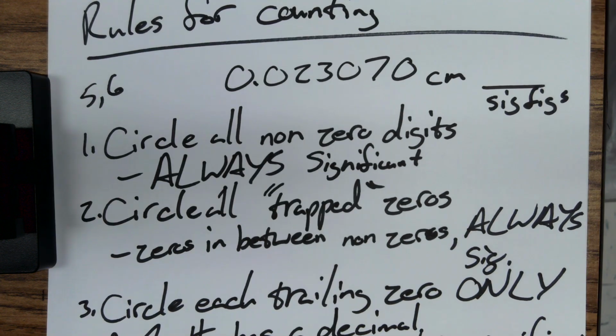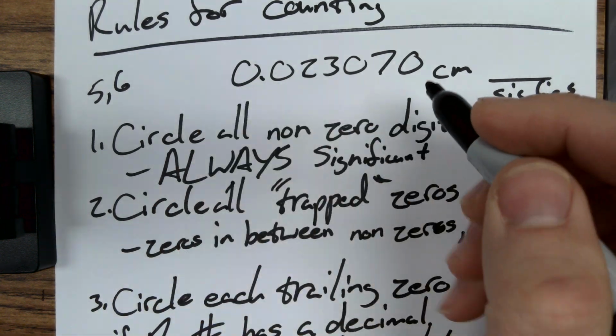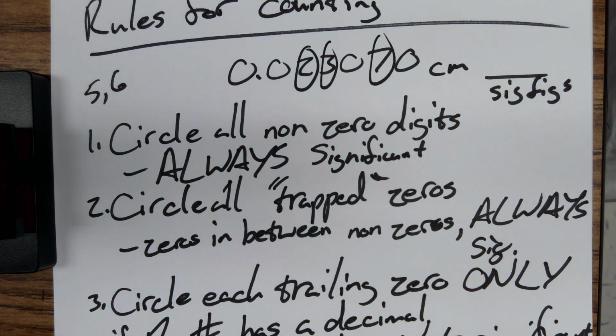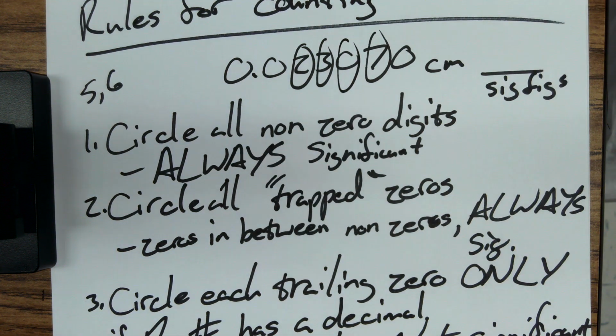Step 1, we need to circle all our non-zero digits as they're always significant. What are my non-zero digits in my number here? 2, 3, 7. Perfect. Step 2, I need to circle any trapped zeros that are caught between non-zero digits. Do I have one? Yes. Where is it? Between 3 and 7. Perfect.